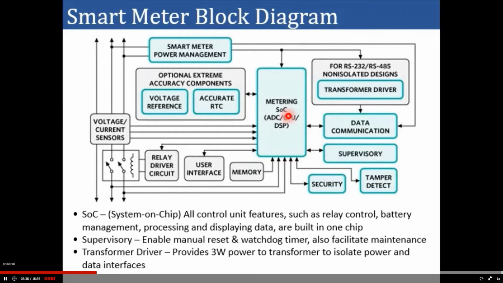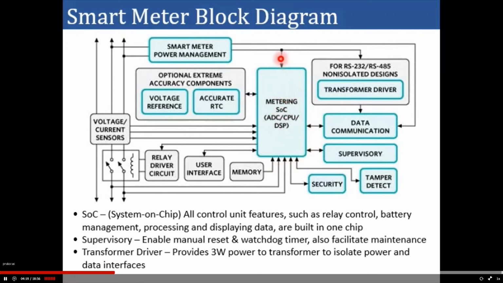SoC is nothing but system on chip, which has all the required control and processing features such as ADC, that is analog to digital converter, CPU, that is central processing unit, that contains the microprocessor and RAM and other required things for processing, and then you have DSP, that is digital signal processing. So the information you acquire using the voltage and current sensor, the metering SoC will process.